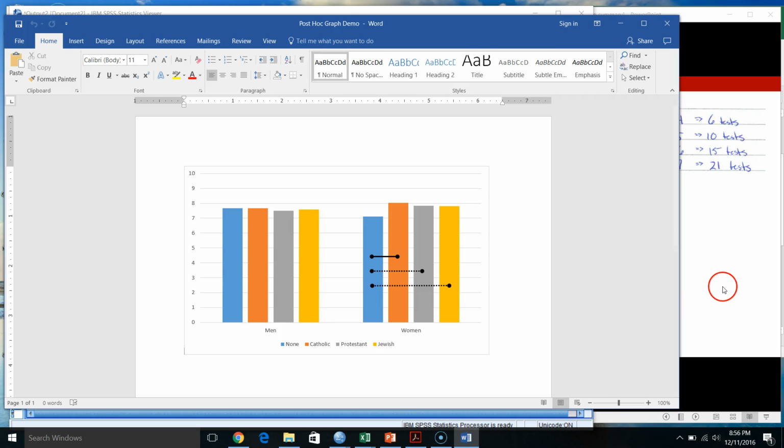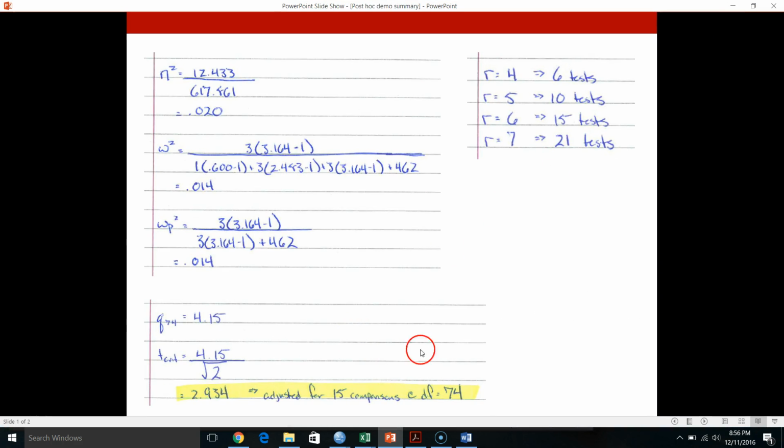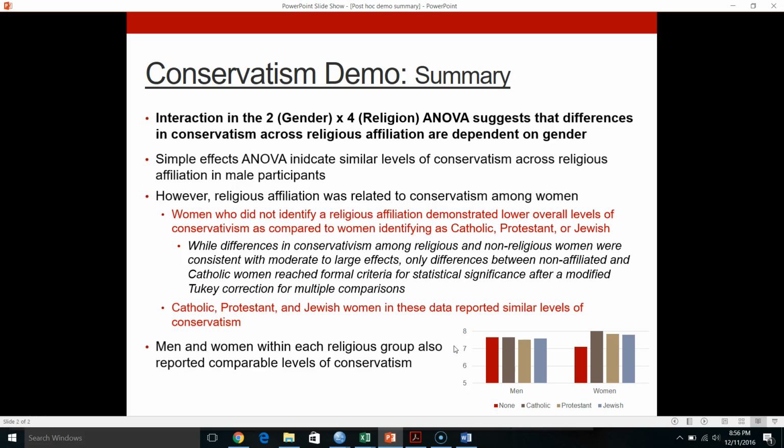Okay, so what we might say then, summarizing this, and this is when it starts to become important, is that you can go through and say these are where the differences are, this is different, that's not different, things along those lines.